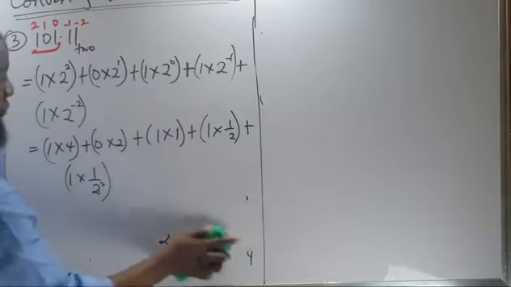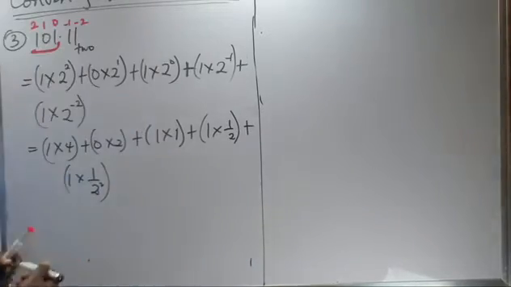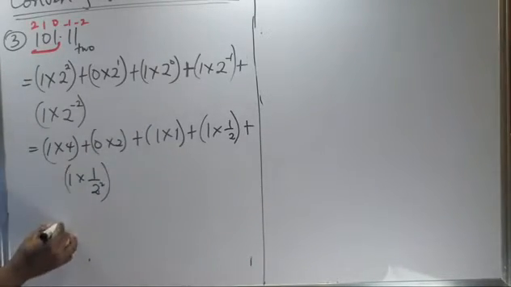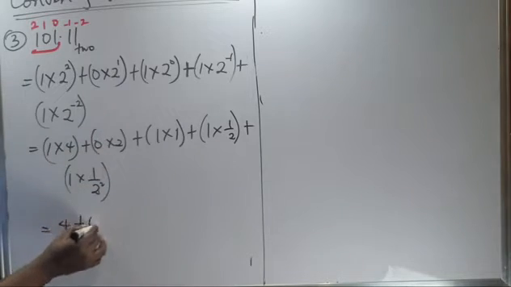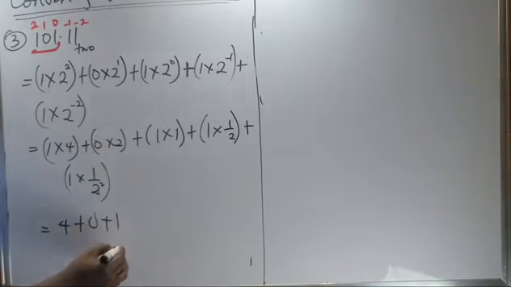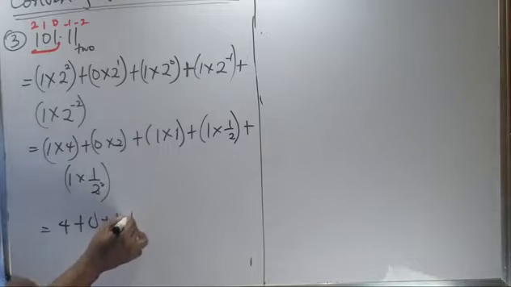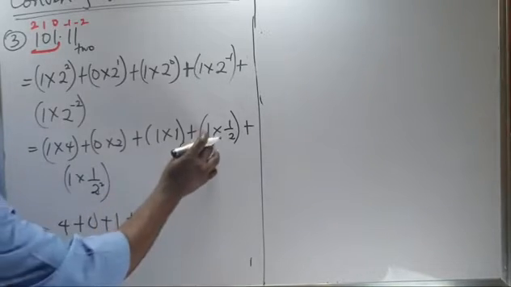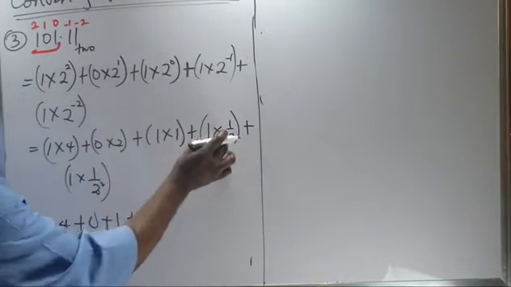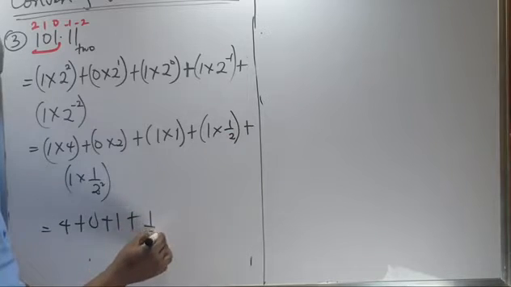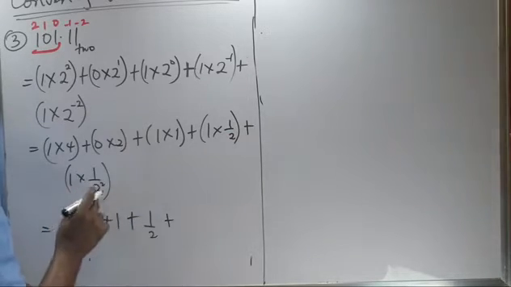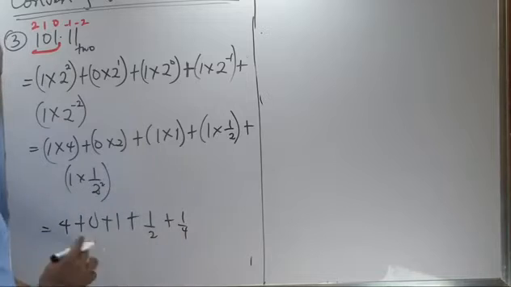So the next stage is this. So multiply. This gives 4. This gives 0. This gives 1. Plus this, 1 multiplied by half gives us 1 over 2. This 1 multiplied by 1 over 4, that's 1 over 4. So which means this part gives us 5. 4 plus 0 plus 1, 5.